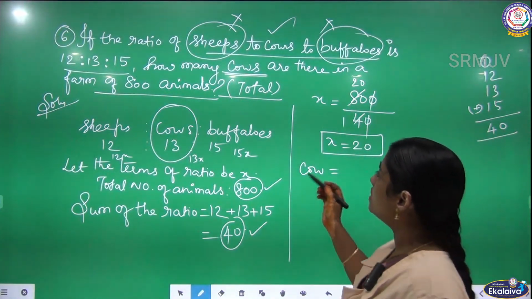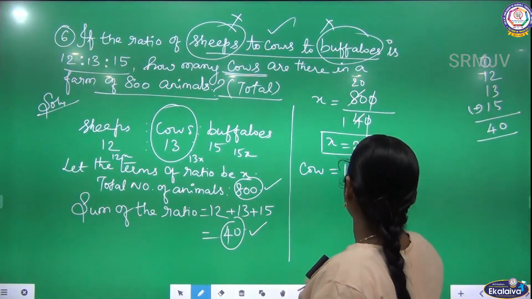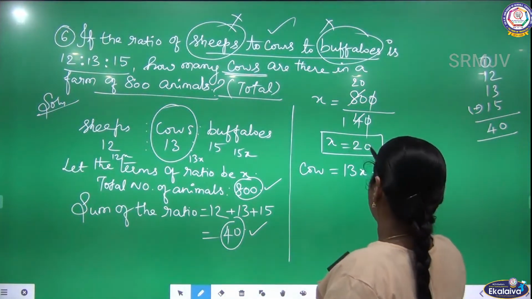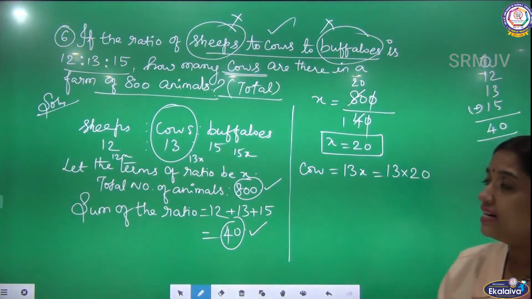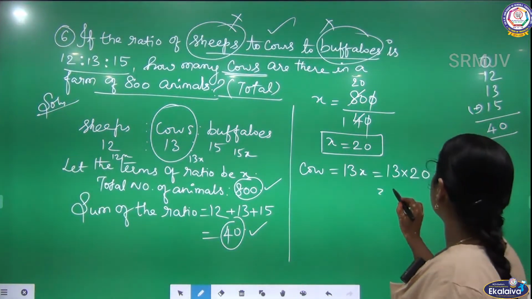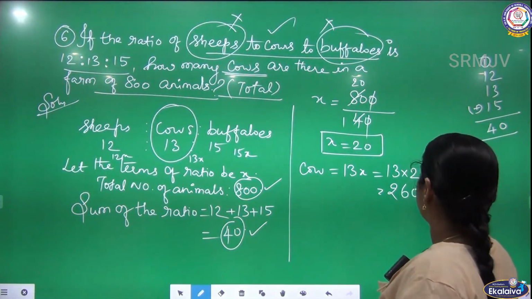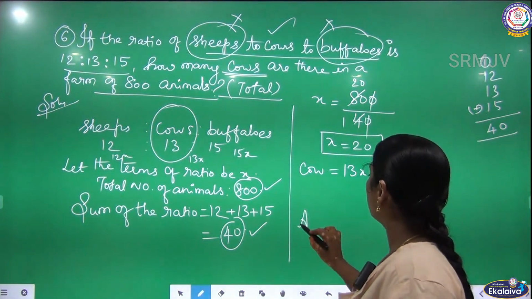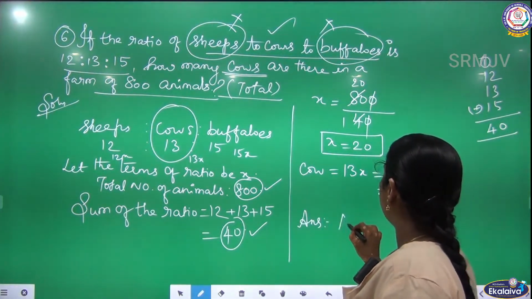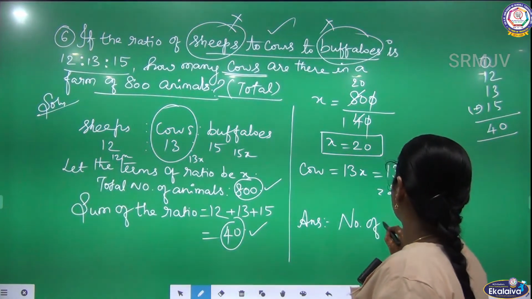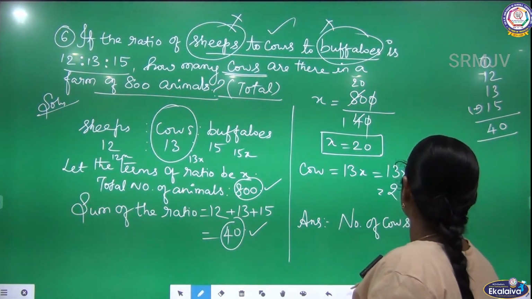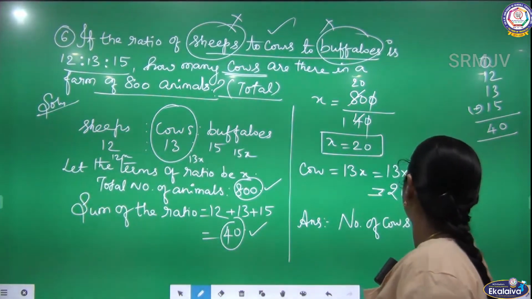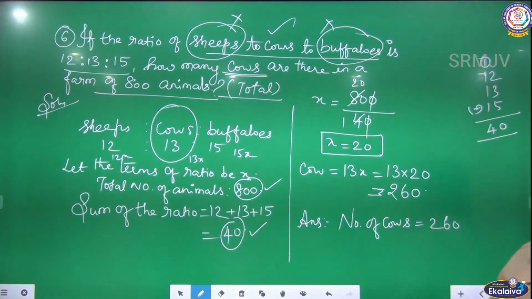So, what is that? Cow is equal to 13x, which is what? 13 into 20. x I have found here is 20. So, which is 260. Got it? Can you clear this? Now, finally, I am going to write number of cows. Number of cows is equal to 260.